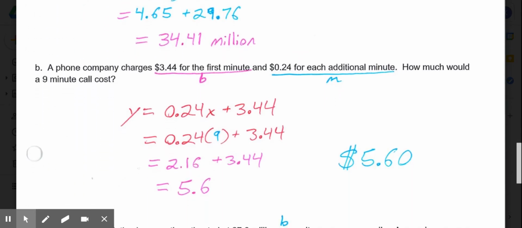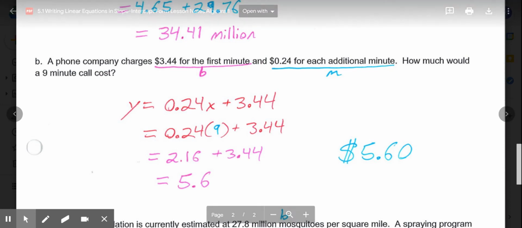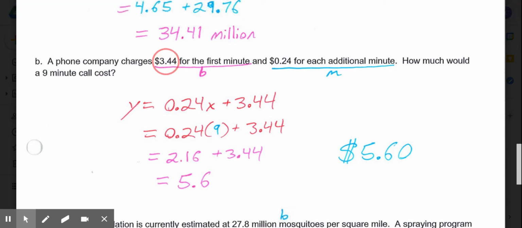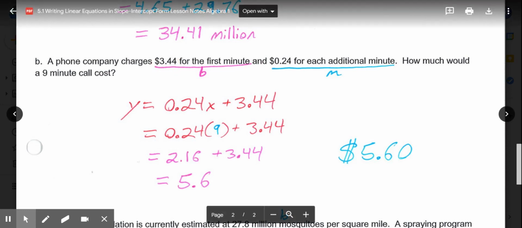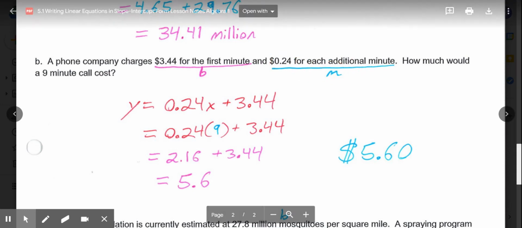And then same thing in part B. It tells us a phone company charges $3.44 for the first minute. So that is our constant. No matter what, if you're on that phone for a minute, you're paying $3.44 just to make that call. Then it's 24 cents for each additional minute. So our rate would be 0.24, which is our slope. How much would a 9-minute call cost?